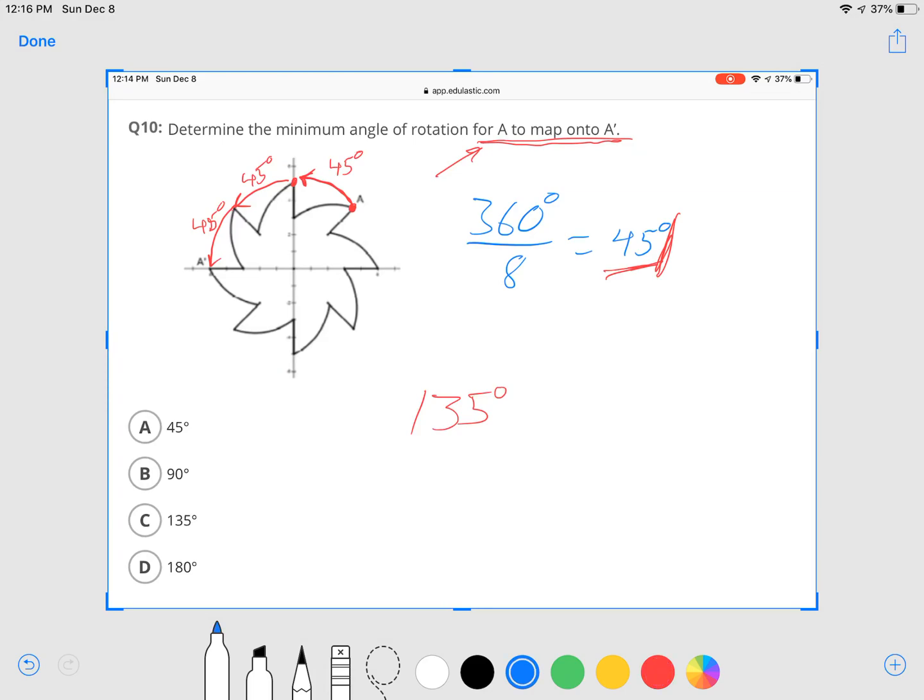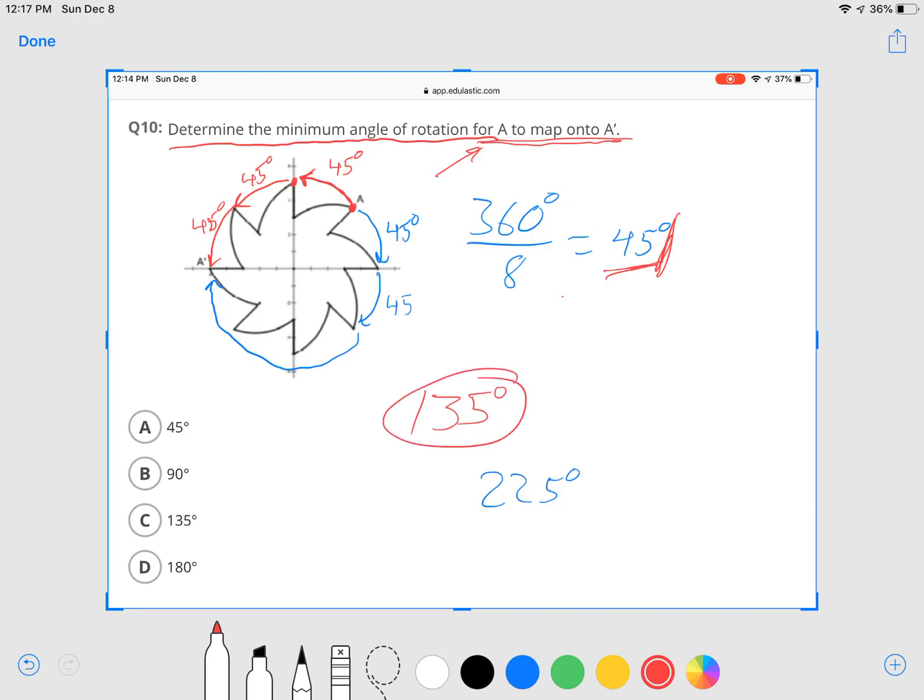But what if you said, but Delamo, can we go this way too? Can we rotate 45 this way, 45 this way, and so on and so forth all the way around? And that would have been 225 degrees total. Could we have done that? The answer is yes, you could have done that, but that's what it means up here to determine the minimum angle of rotation. The minimum angle is 135. That's the shortest way to do it. So it's 135.